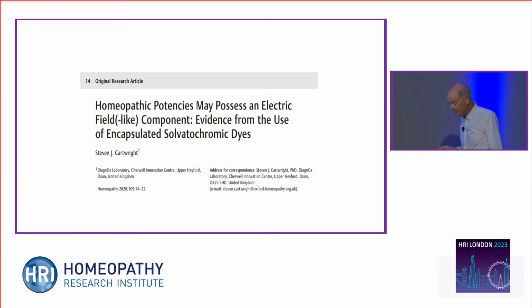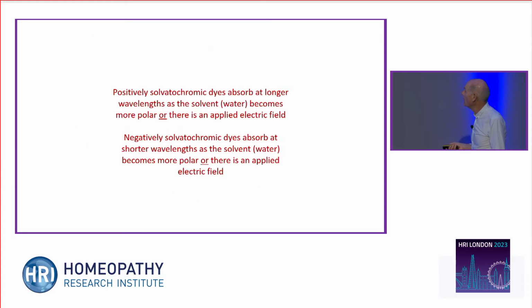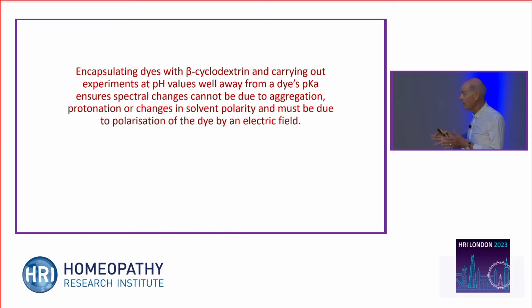And the next paper is looking at how, when you do encapsulate these dyes, what happens? Because when you encapsulate, that's just to remind you of the difference between positively and negatively solvatochromic dyes. So with positively solvatochromic dyes, you get a redshift in the wavelength if the solvent becomes more polar or there's an applied electric field. The opposite is true with negatively solvatochromic dyes. The thing about encapsulating is that it stops the dyes aggregating, it stops them protonating, and it stops the solvent getting to them.